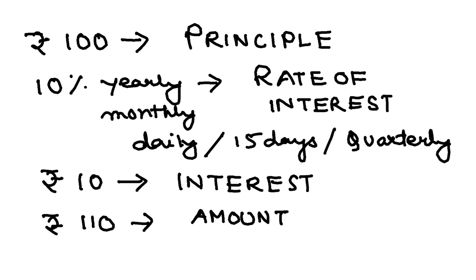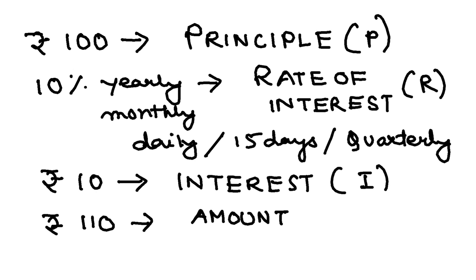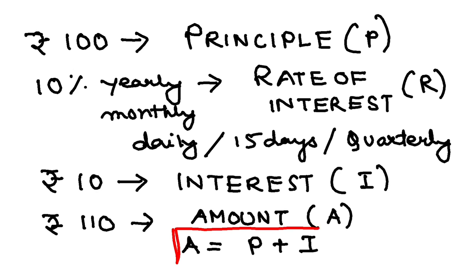Okay. So principal is your P symbolically. Rate of interest is written as capital R, sometimes smaller. Interest is always written as capital I, and amount is always written as capital A. As you can understand, your amount is always equal to your principal plus the interest that you are going to get. So this serves as a formula also.